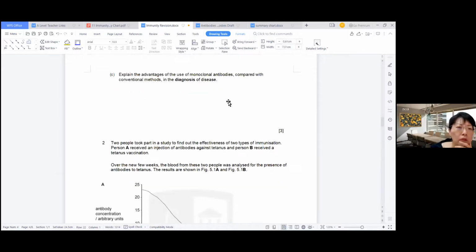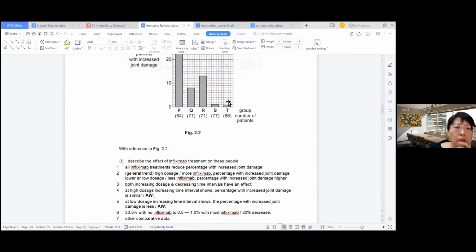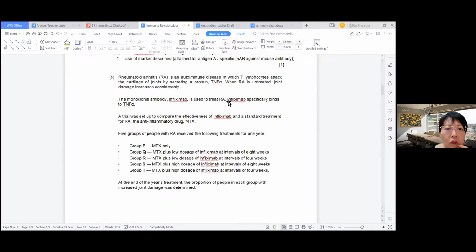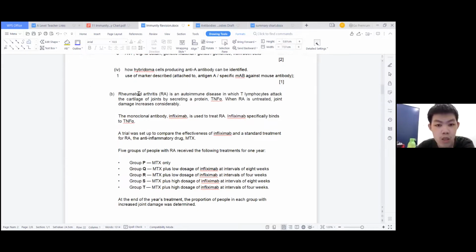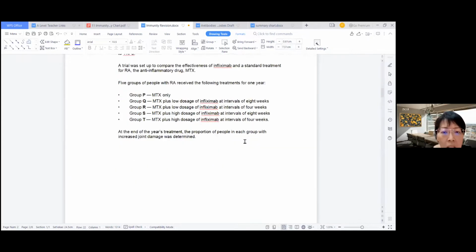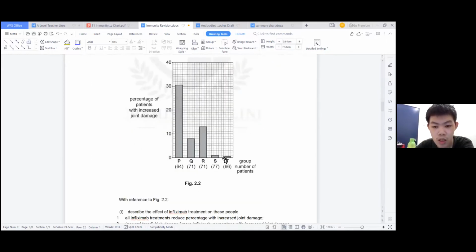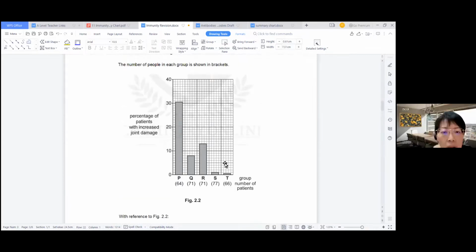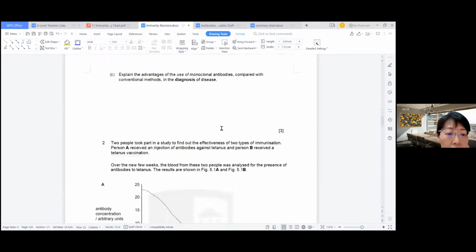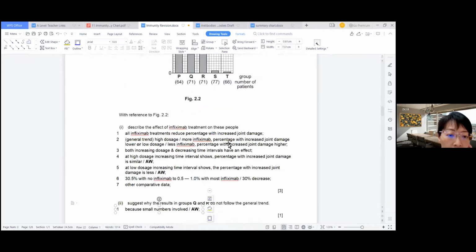Can you show the treatment? Because I can't get what the treatment is all about. Oh, okay. So S and T got higher dosage. Oh yeah, high versus low. Yeah, and then 8 and 4 weeks. So 4 weeks is closer. So the high dosage for 8 and 4 weeks is closer. This is the high dosage. S is 8 weeks, T is 4 weeks. Okay, get it. Can you show again the last question?